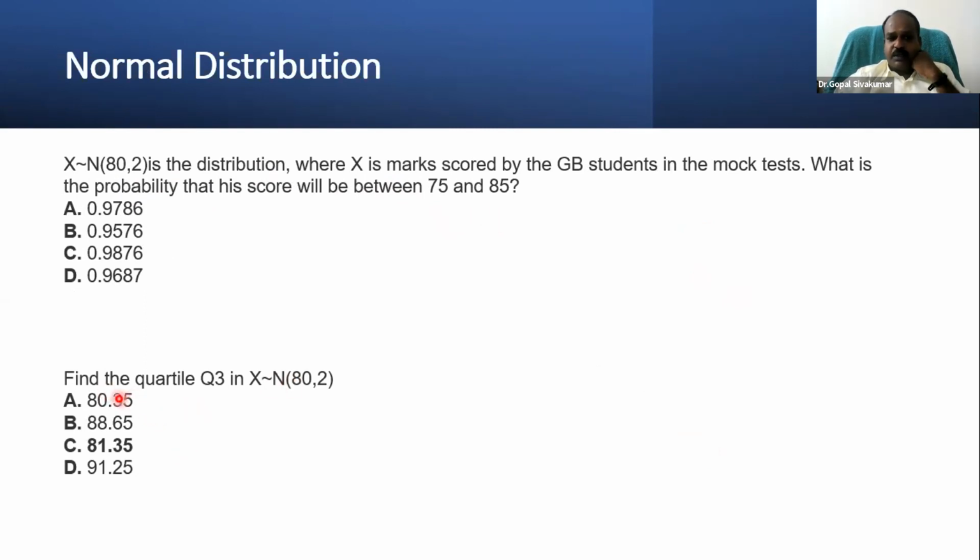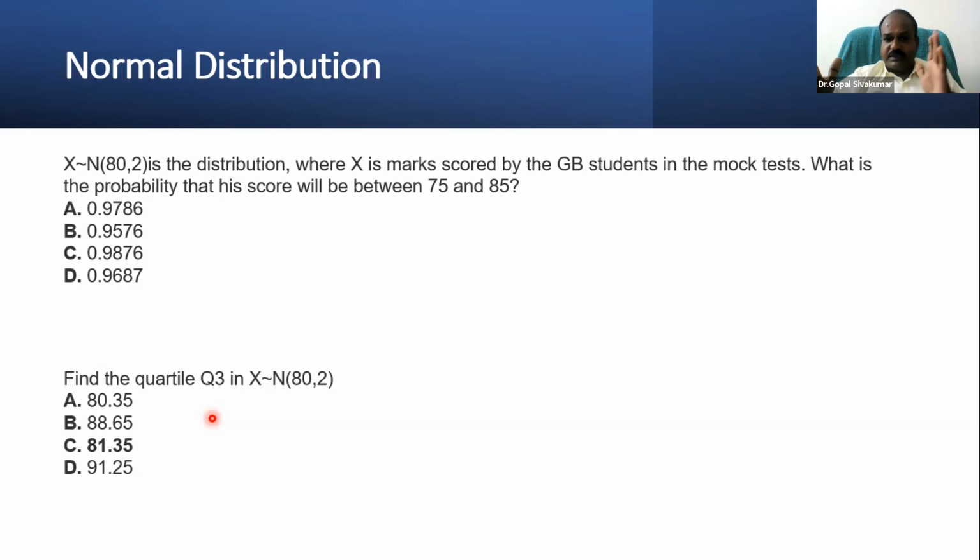For the same problem, you are expected to find out quartile 3. Anyone here, will you be able to define what is quartile 3? Q3? Point above which what percentage of the data will lie? 25%. A point that will divide your data into 75% on the left, 25% on the right, which is called quartile 3. You have quartile 1, quartile 2, quartile 3. What is the other name of quartile 2? Median.